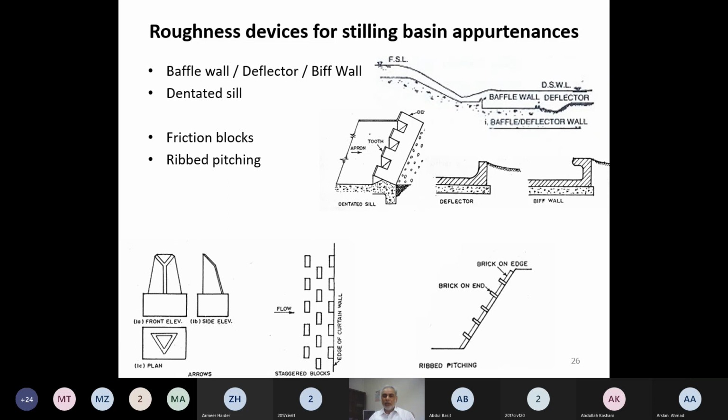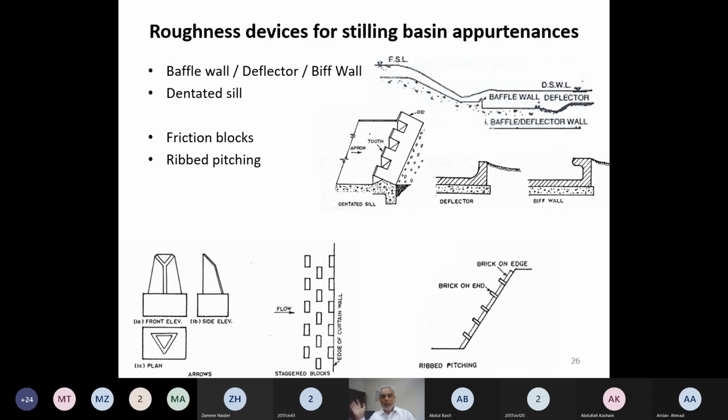Similar is the case in the canal fall. Usually we don't have gates, but the water level on the upstream side is higher, and the water level on the downstream side is lower. So there is a kinetic energy developed over there, and we need to dissipate that energy. So dissipation of energy is required in barrages, spillways, and also in falls. There are many devices which can be utilized for dissipation of the energy.